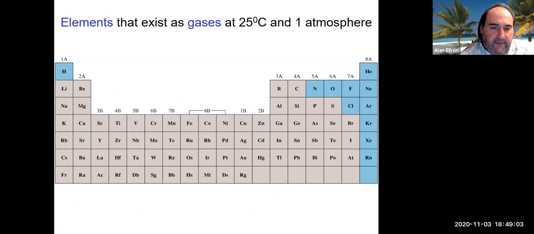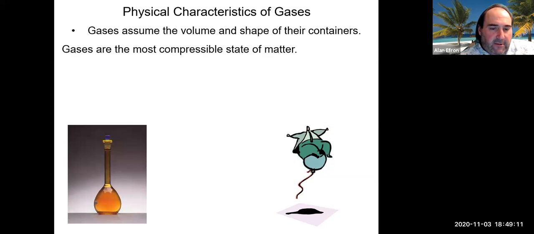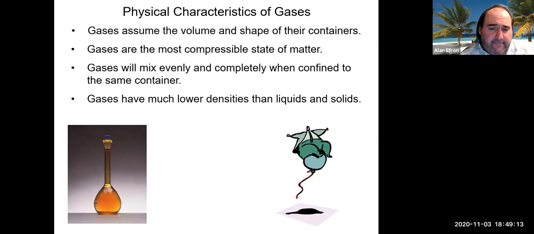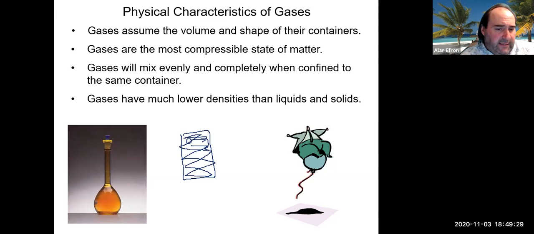And in case you want to see it on the periodic table, those in blue are normally found as gases. Some characteristics of gases: gases assume the volume and shape of the container they are in. Again, they are constantly flying around, so they pretty much fill the space uniformly as they move around the container.